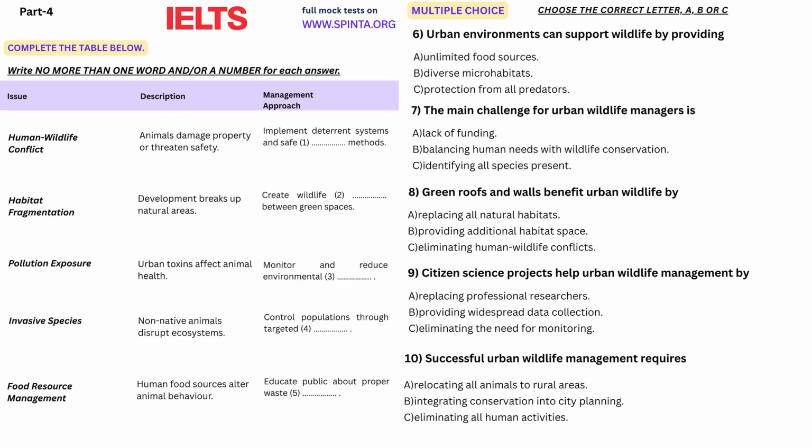conservation attention. Climate change, continued urbanization, and evolving human attitudes toward nature will reshape urban wildlife communities and management challenges. Success requires interdisciplinary collaboration between ecologists, planners, public health officials, and communities to create cities that support both human well-being and biodiversity conservation through thoughtful coexistence strategies.